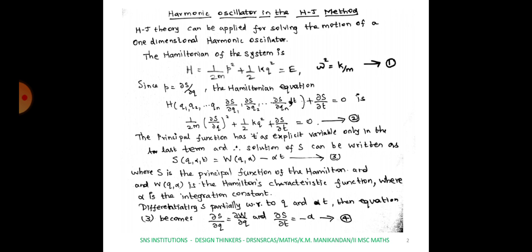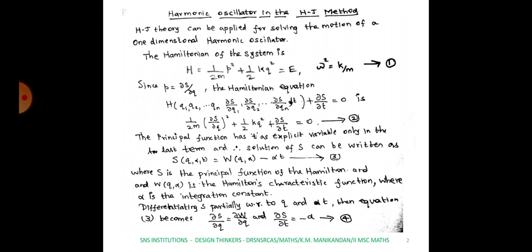Name this equation as 2. Actually what we have done is that H is replaced by 1 by 2m p square plus half kq square in the above Hamiltonian equation.